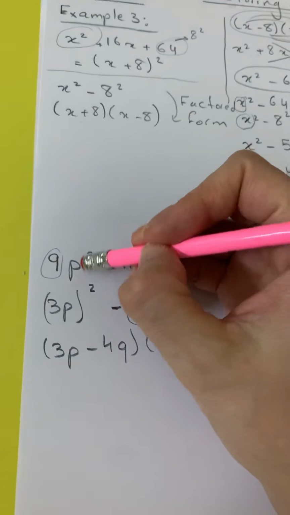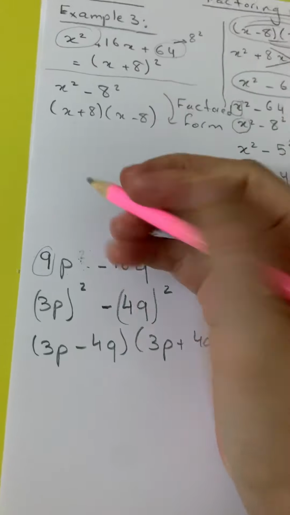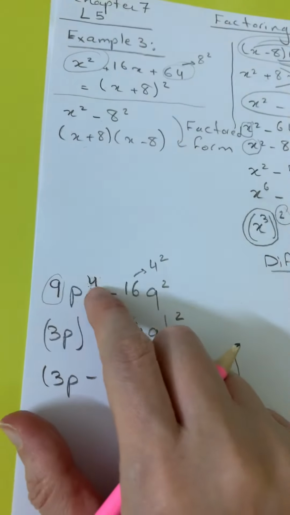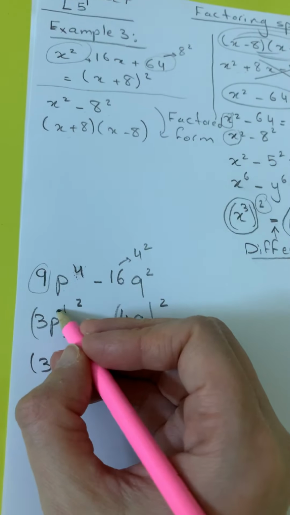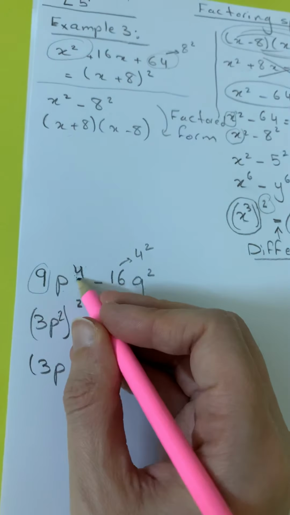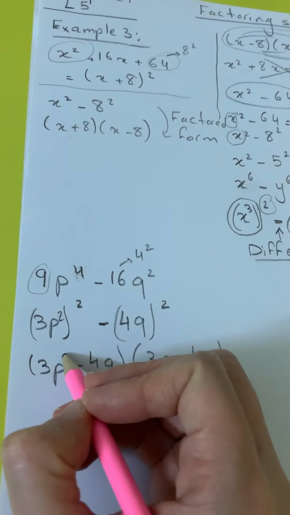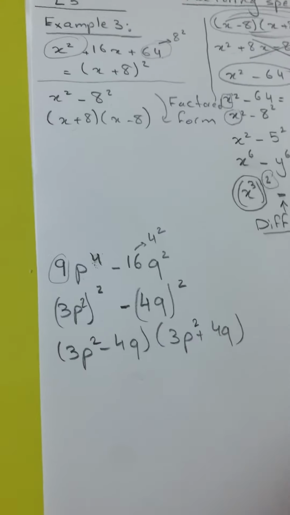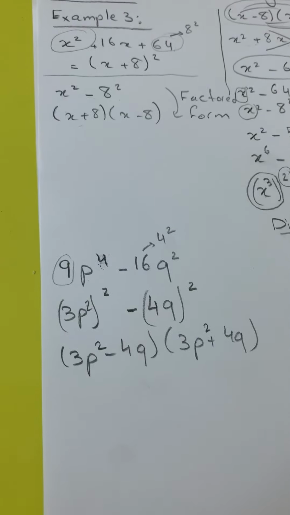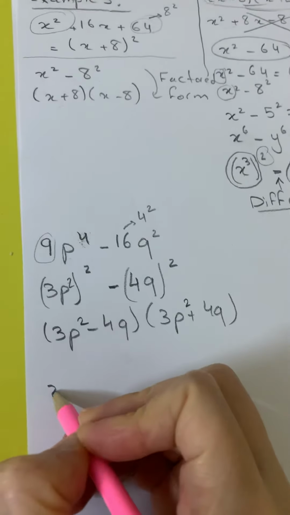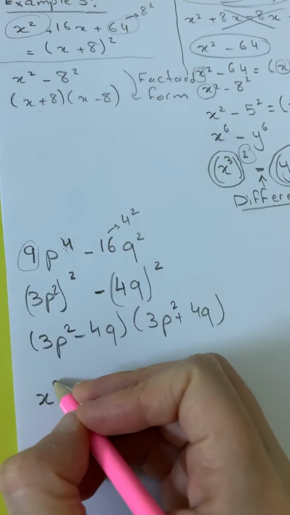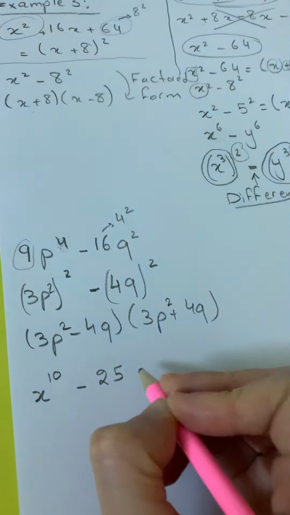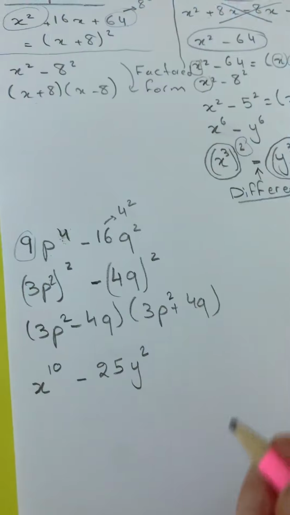What if instead of power 2, you have power 4? Would it work? Yes, because 4 you can write as 2 times 2, so here I would be having 2 and 2. What if I asked you about something, for example, x power 10 minus 25y power 2?